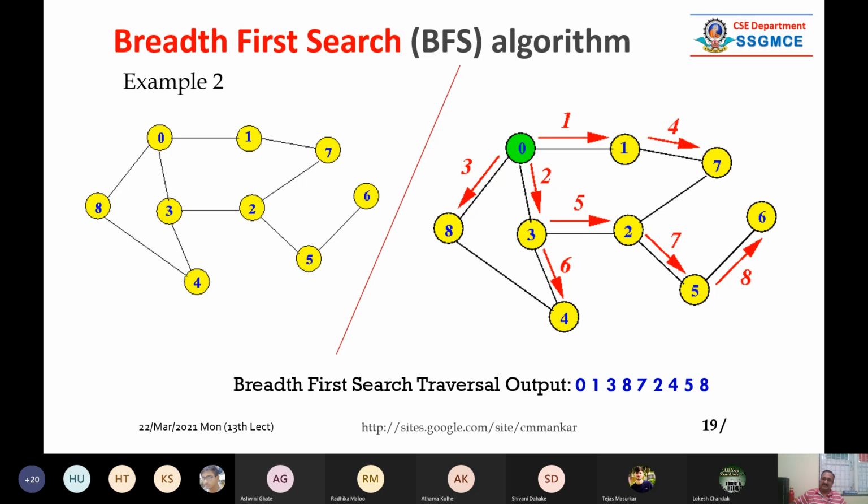So I should have written it 6. So it is not 8, it is 6. So please note, it is a 0, 1, 2, 3, 8, 7, 4, 5 and 6. It is not a 8, it is a 6. Please note this thing. By mistake, it is typing mistake. So this is the traversal output of given graph in example 2.